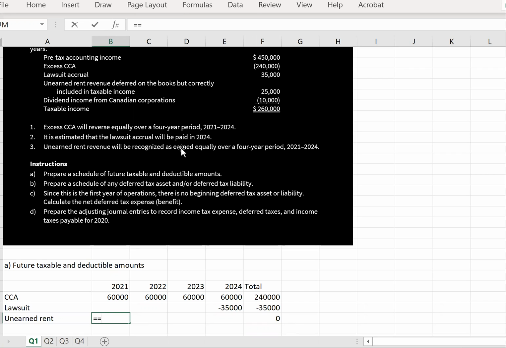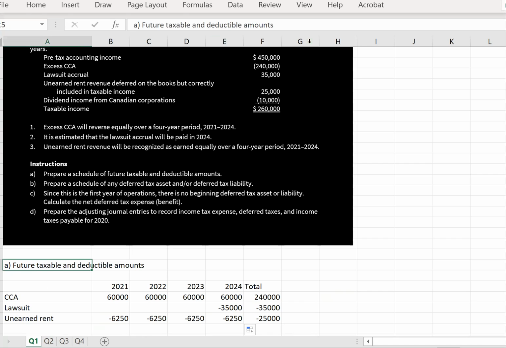So my unearned rent revenue is $25,000. And again, I'm going to put a negative sign just because it's a benefit divided by 4. So that means I'm going to be able to get a deduction of $62.50 as that rent is earned, because as it's earned, it'll be included in my pre-tax accounting income, but I'll be able to reduce it from my taxable income in the future.